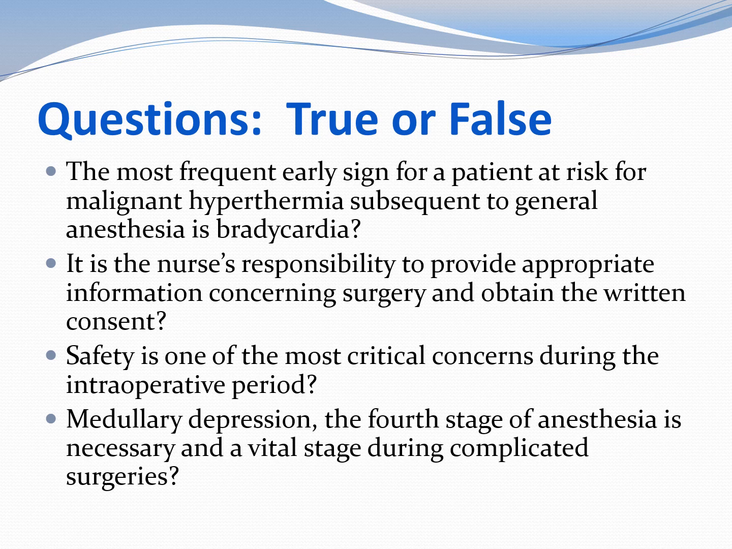The next 4 questions are true or false. The most frequent early sign for a patient at risk from malignant hypothermia subsequent to general anesthesia is bradycardia. Question number 2. It is the nurse's responsibility to provide appropriate information concerning surgery and obtain the written consent. 3. Safety is one of the most critical concerns during the intraoperative period. 4. Medullary depression, the 4th stage of anesthesia, is necessary and a vital stage during complicated surgeries. Come prepared to lecture to answer whether these are true or false.